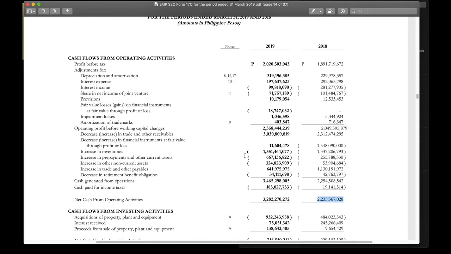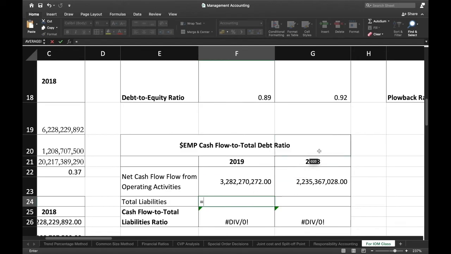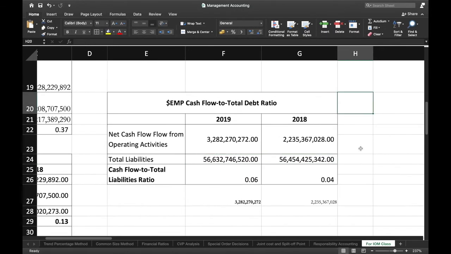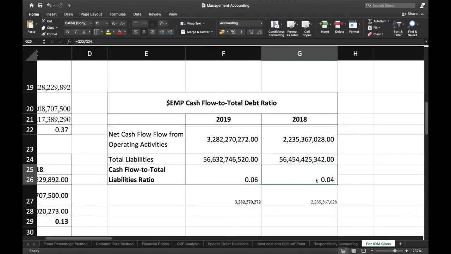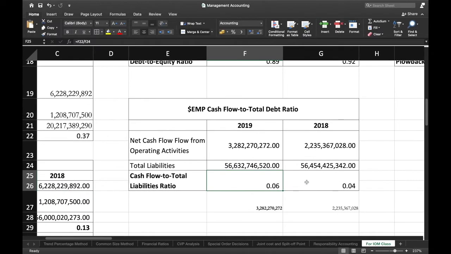Ayan, total liabilities natin. Same dun sa taas. We have total liabilities 2019. Ito siya. For 2018, ito po. Ayan. Okay. So, divide lang sila. That is the cash flow to total liabilities ratio. So, as you can see, guys, ang mas malaki is the cash flow from operating activities over total liabilities ng 2019 or the cash flow to total liabilities ratio, 0.06 compared to 2018 na meron lang tayong 0.04.